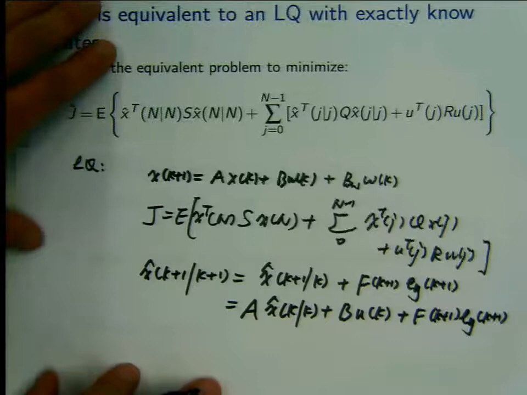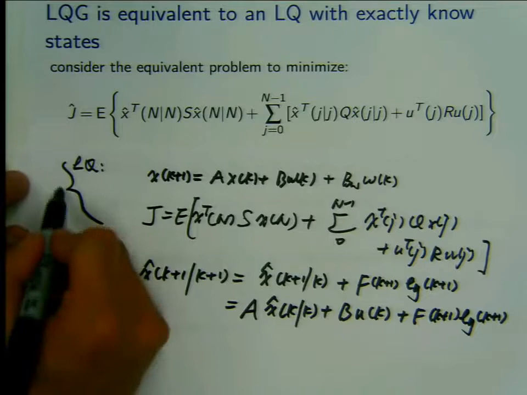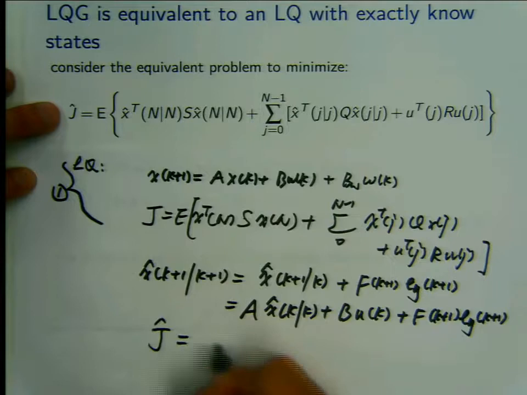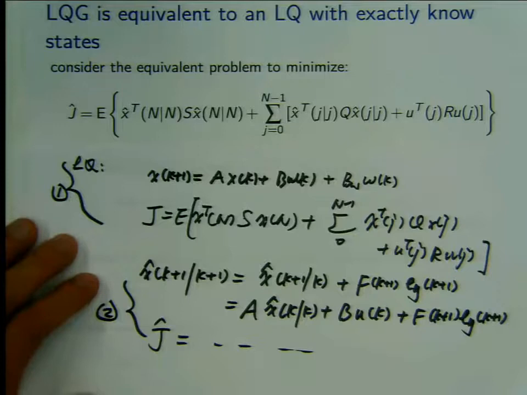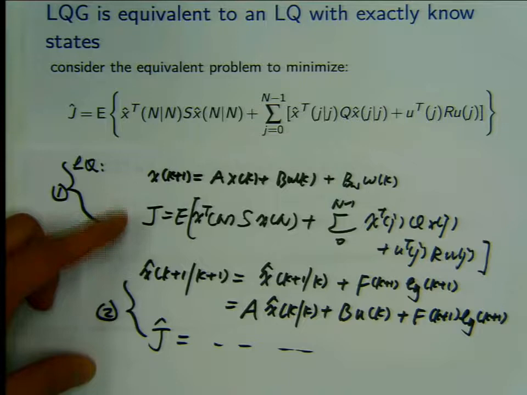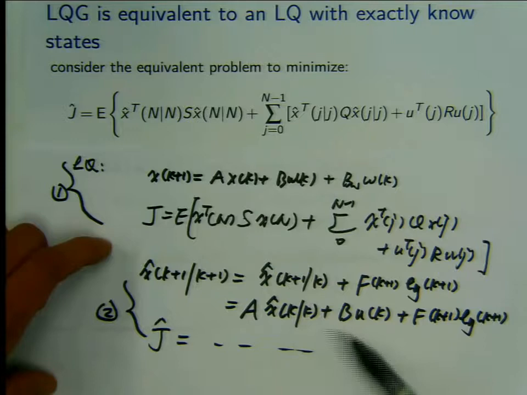This is the first problem, and this J hat combined with this is the second problem. Can you see that the structures of these problems are exactly the same? You see that? The only difference is x here is replaced with x hat. Everything else, the structure looks exactly the same.